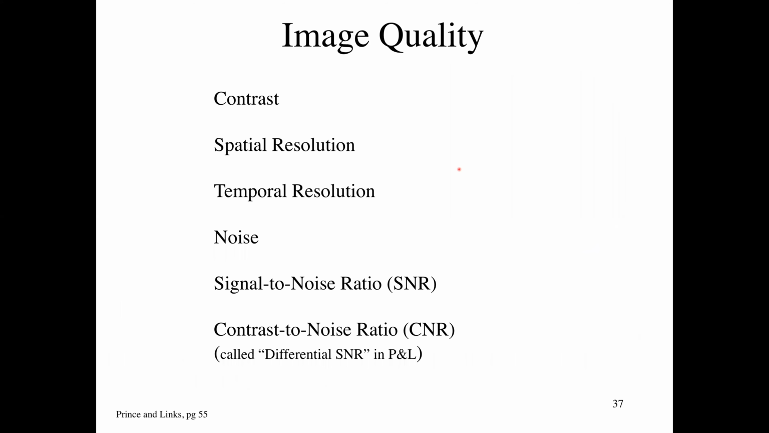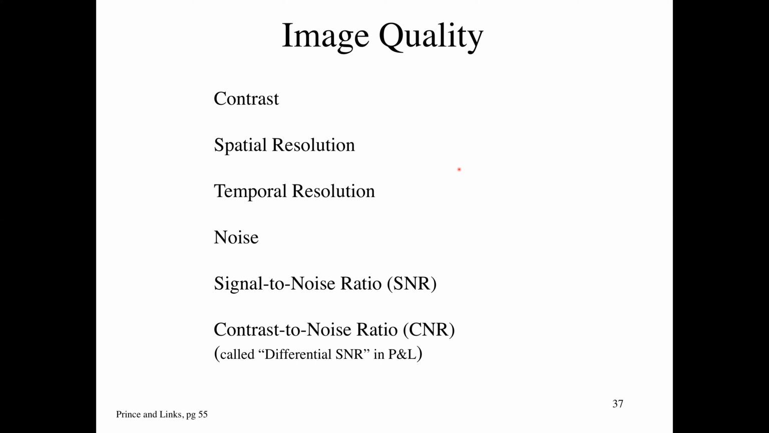Okay, so image quality. Here are some of the definitions of things we're going to look at. Contrast, i.e. your target could be a tumor, and the background could be, say, a tumor in a liver, or a tumor in a lung. You have a background and a target, and you want the signal to be as different as possible between those two things to detect it.